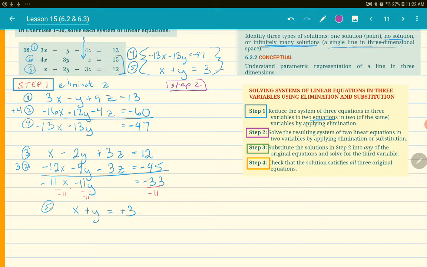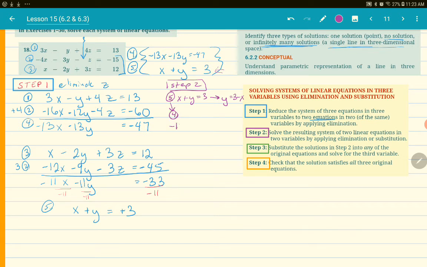So this one I'm going to use substitution. It doesn't eliminate very easily unless I multiply everything by 13, but then I get numbers big again. So I'm going to just do substitution. So I'm going to solve equation 5 for, let's solve that for y, and I get y equals 3 minus x. And substituting that into equation 4. So I'm subbing 5 into 4.